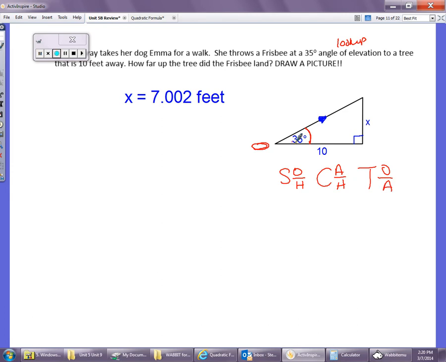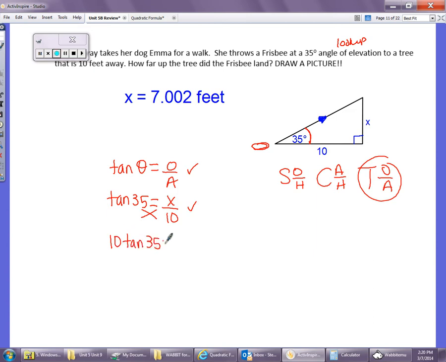Alright, so that means it's going to be opposite, because that's far away, over adjacent, so we're using tangent. Tangent of an angle equals opposite over adjacent, that's your formula. Tangent of 35 equals x over 10, that's your plug-in. And now cross multiply to get your answer. And we want to round to 3 decimal places. Always round to 3 decimal places. It doesn't even matter what the problem's asking, just always 3 decimal places unless it's 30, 60, 90 or 45, 45, 90.